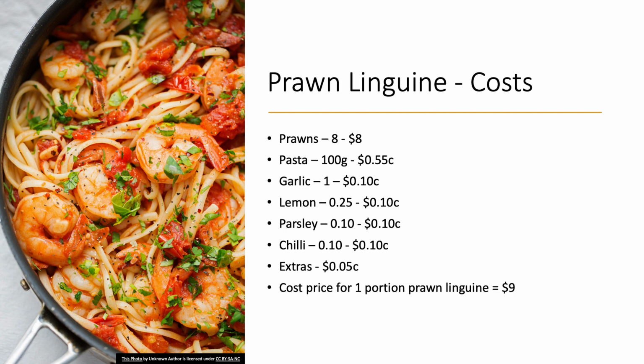Prawn pasta. Great photo. Okay, costs. Let's say there's 8 prawns in a prawn pasta. That costs $8, $1 a prawn. Pasta, maybe 100 grams, we're looking at 55 cents. One piece of garlic, 10 cents. Quarter of a lemon, 10 cents. A tenth of a bunch of parsley, 10 cents. Chili, extras, salt and pepper, whatever. Cost price for one portion of prawn linguine equals $9.